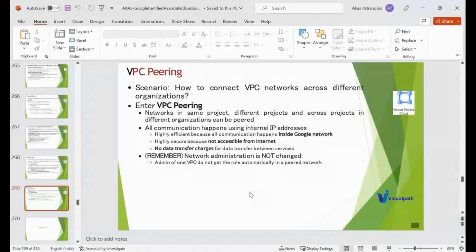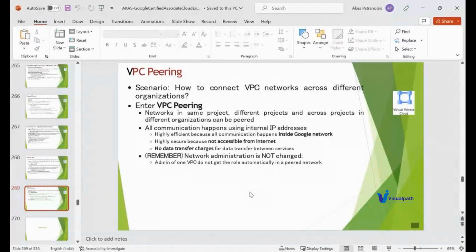But today we will be looking into some other features of VPC. Maybe the first would be VPC peering.